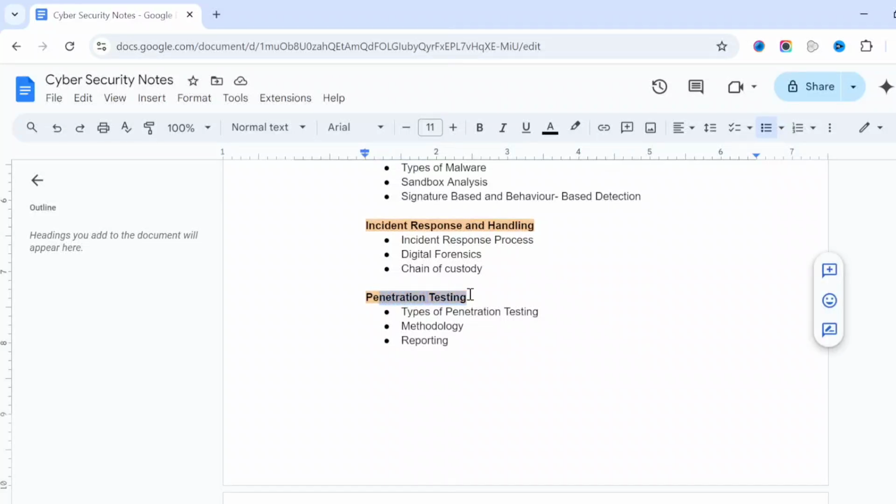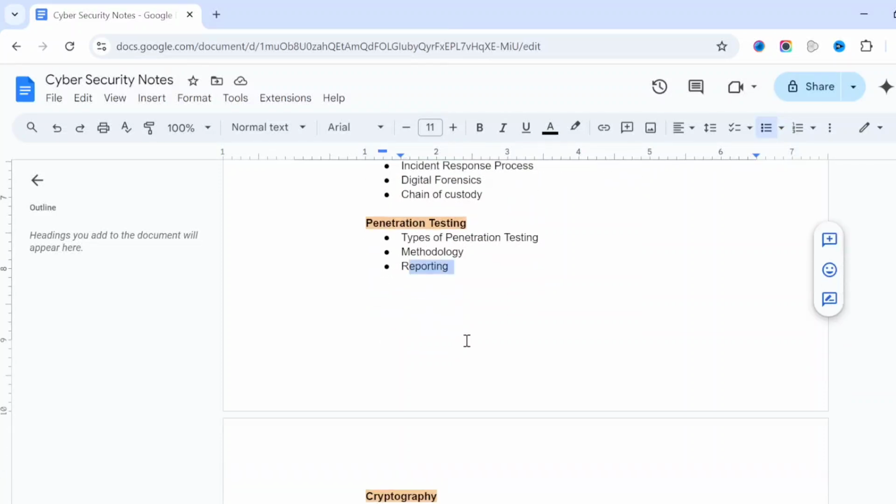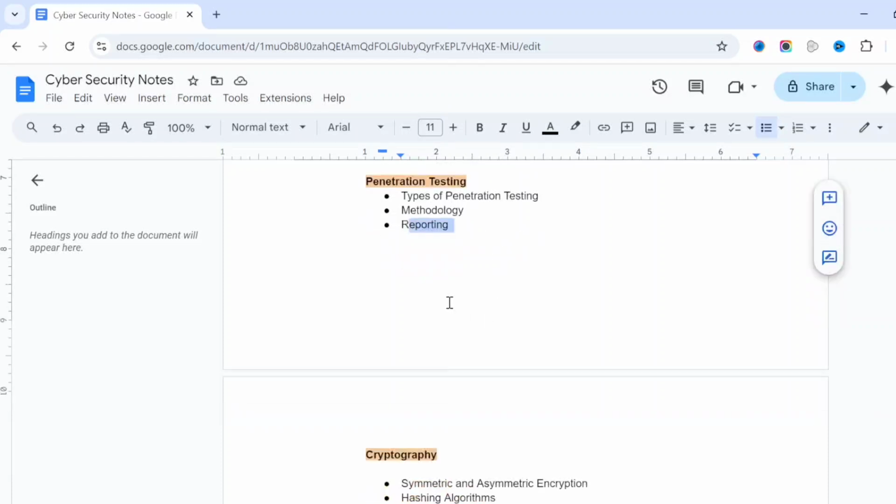Next, penetration testing. So what is penetration testing? Types of penetration testing and methodologies. What are the methodologies we have in penetration testing, and how to create penetration testing reports. So all these concepts will be covered in penetration testing.